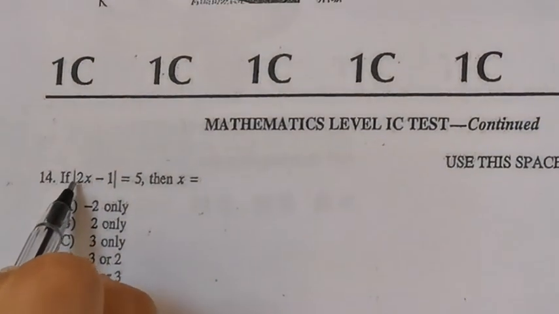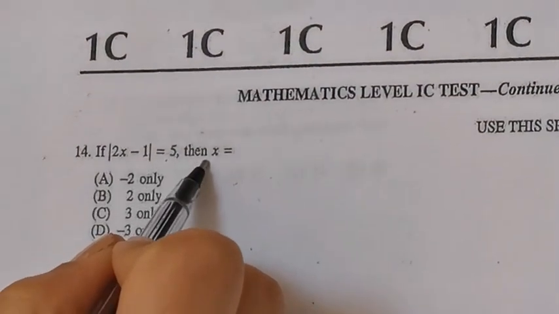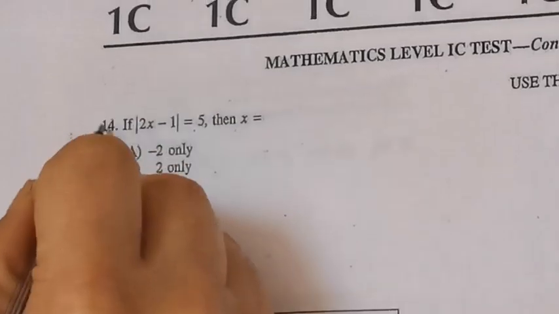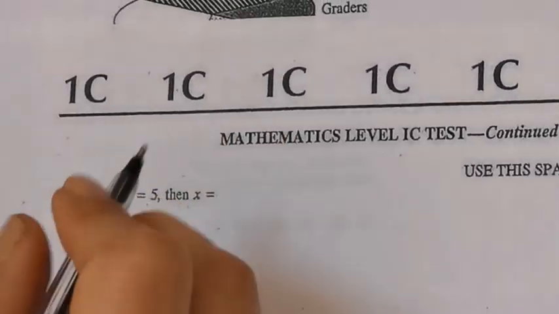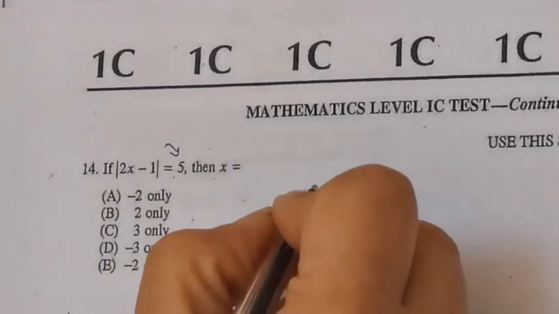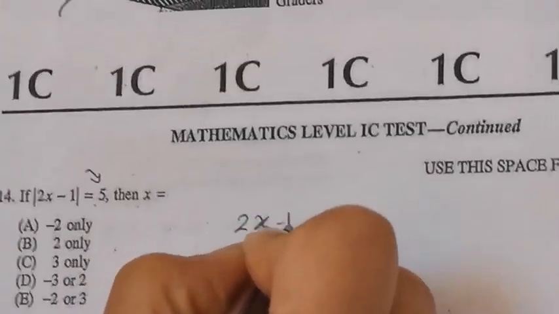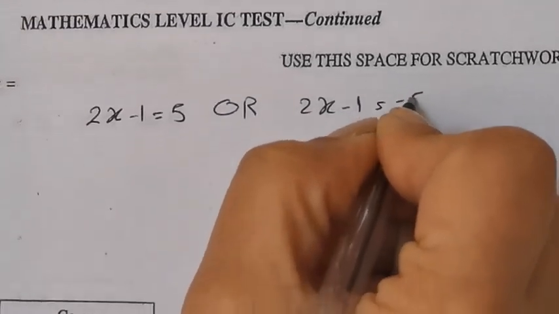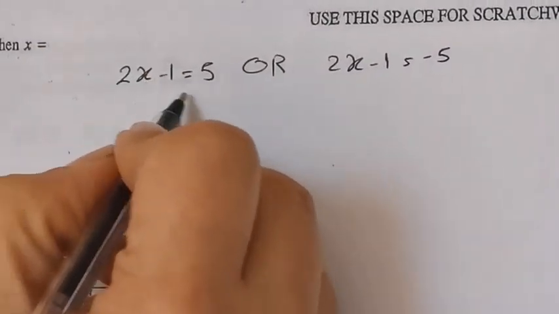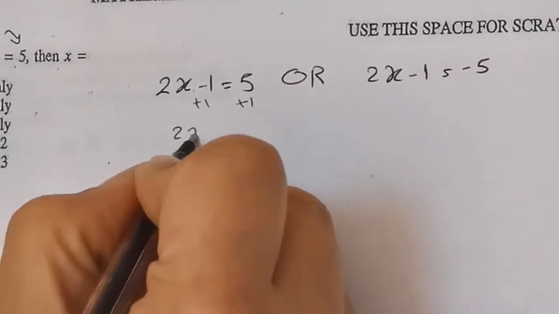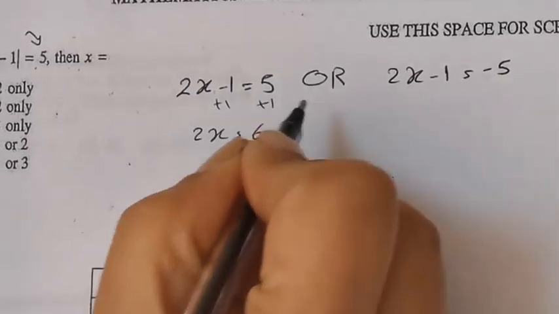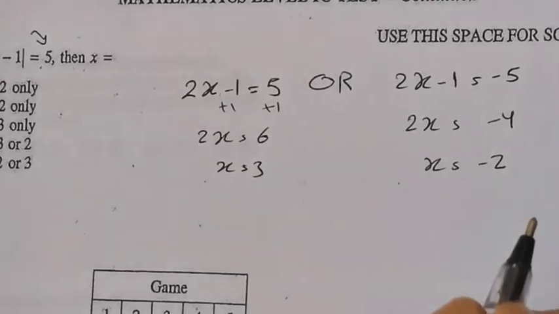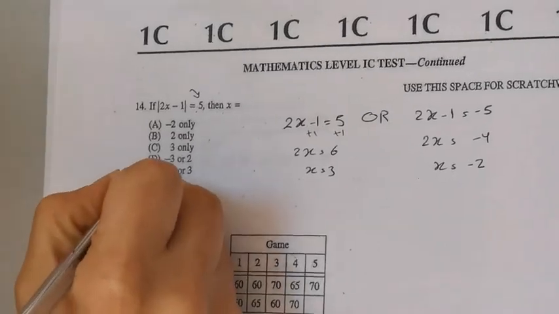If the absolute value of 2x minus 1 is equal to 5, then x equals what? To solve the absolute value equation, we always have to take two values, one positive and one negative. So 2x minus 1 is equal to 5, or 2x minus 1 is equal to negative 5. Solve as a normal linear equation, adding 1 to each side. So 2x is equal to 6, so x is equal to 3. Or 2x is equal to negative 4, so x is equal to negative 2. So the answer is 3 or negative 2, so the answer is E.